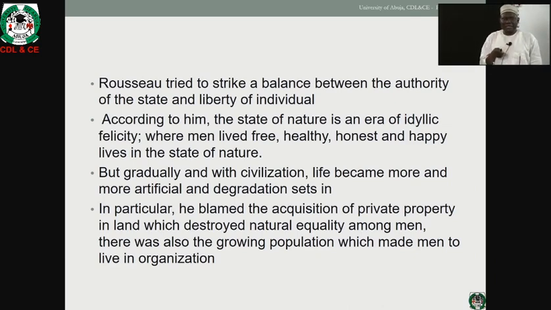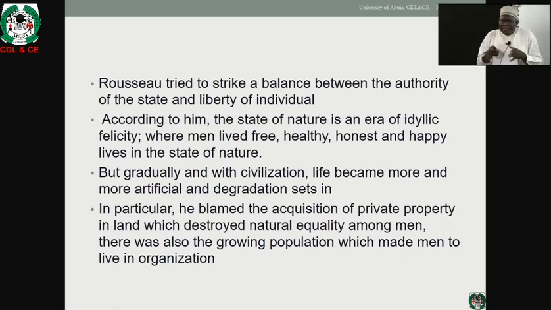According to him, the state of nature is idyllic felicity. It's also peace, where people live freely. People were healthy. People were honest with themselves and happy with the state of nature. His own view is closer to that of Locke, unlike Hobbes, who sees the state of nature as short, nasty, and brutish.